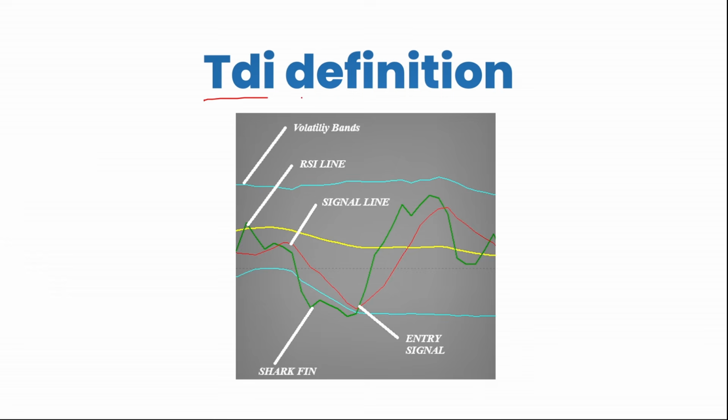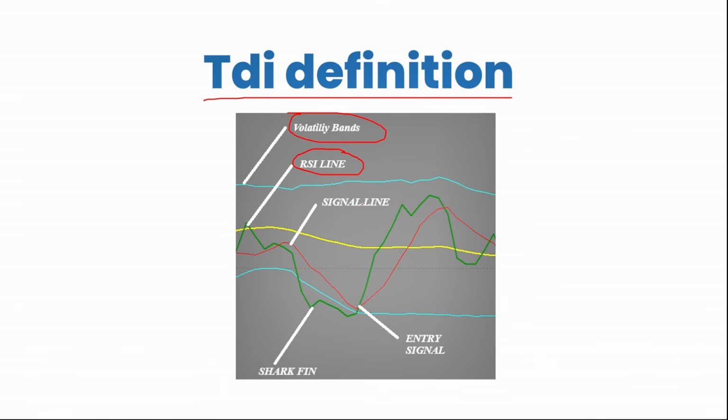To define that clearly, the blue lines that you are seeing are called the volatility bands. Volatility bands are a derivation from Bollinger Bands, which is a primary indicator found on any trading platform. Then we have the green line, which is the RSI line. And for those who have been following this channel for quite a long period of time, they understand how it all looks.